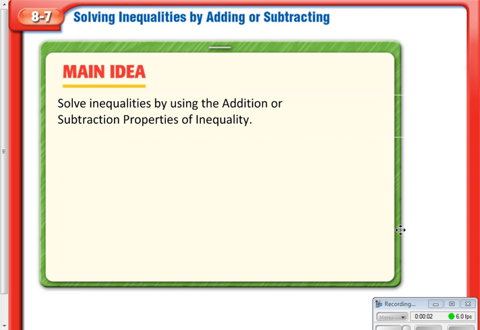8.7 is solving inequalities by adding and subtracting. Very similar to solving equations. The only difference is that with inequalities, we have comparing symbols: greater than, less than, less than or equal to, or greater than or equal to, versus an equation, which would have that equal sign. So you'll still take the same steps in order to solve. It's just that you're dealing with an inequality here.